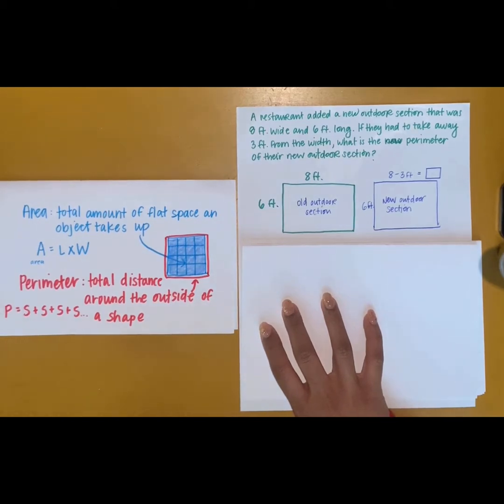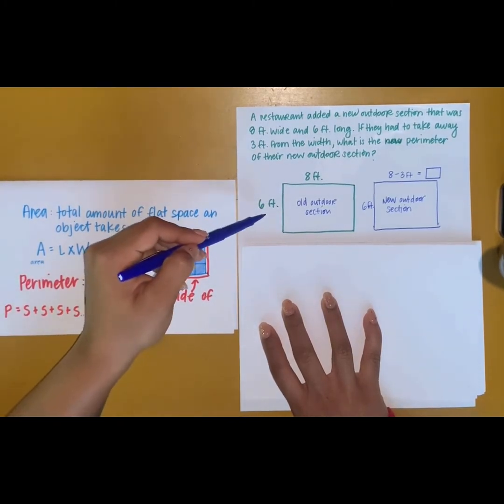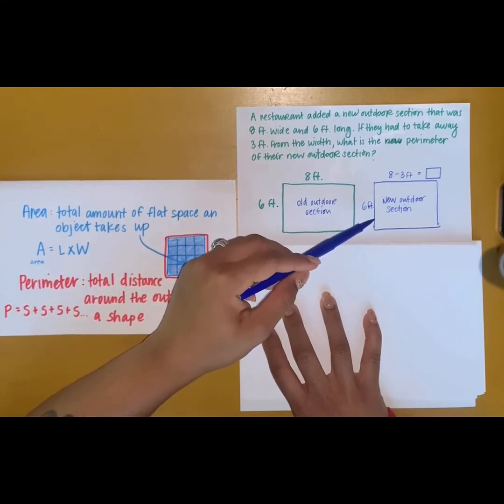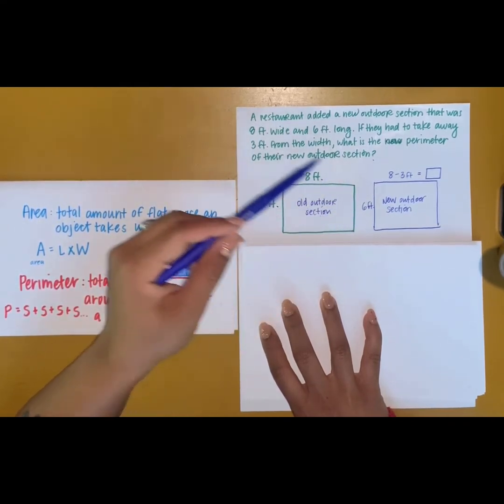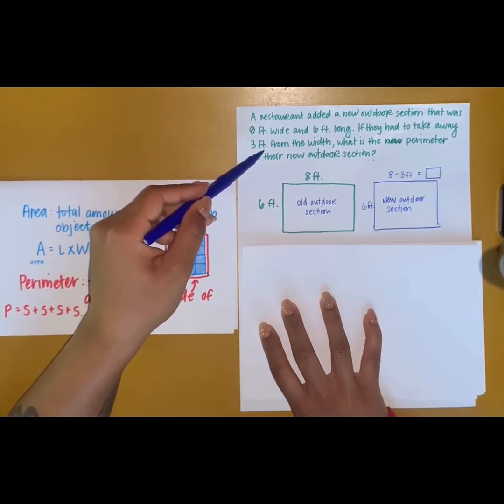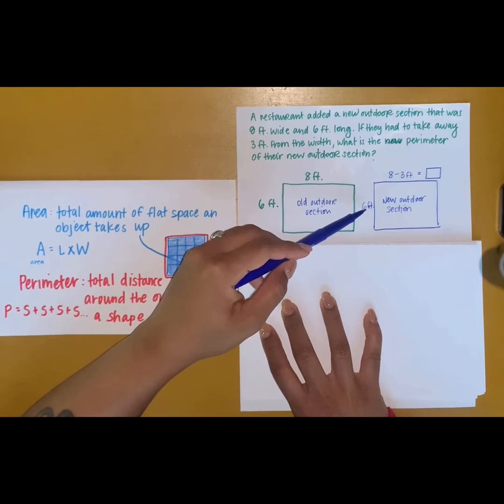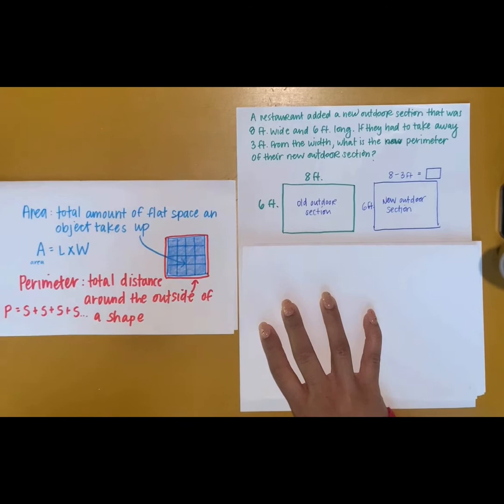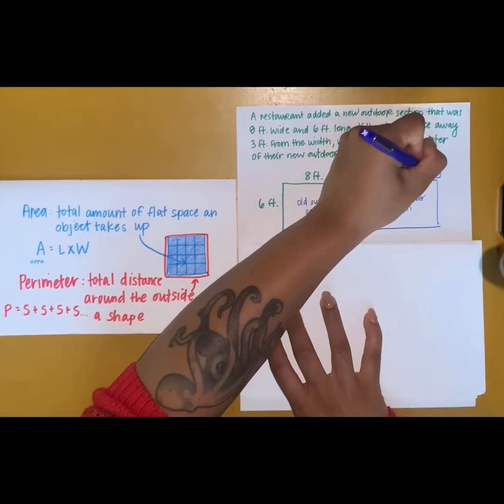Let's take a look at number 6 from workshop. I saw that all of you represented by first drawing our old outdoor section and then representing our new outdoor section after they had taken away 3 feet from the width, labeling the sides 6 feet for length and 8 minus 3 feet for the width. What's that new width? 8 minus 3 is? Yes, 5 feet.